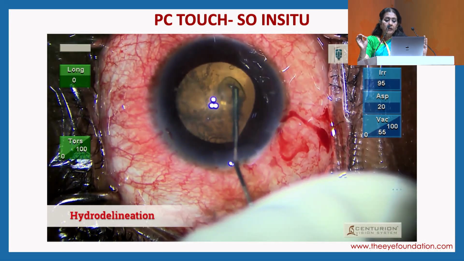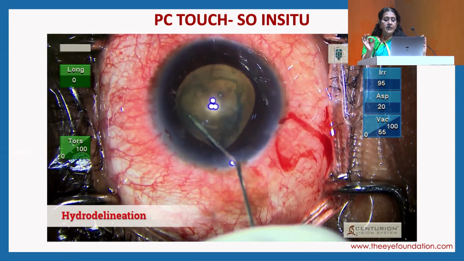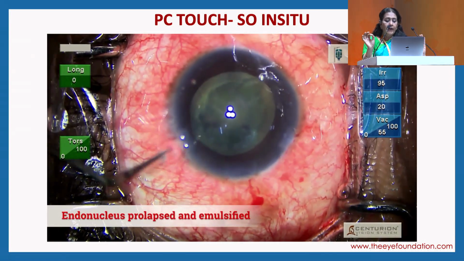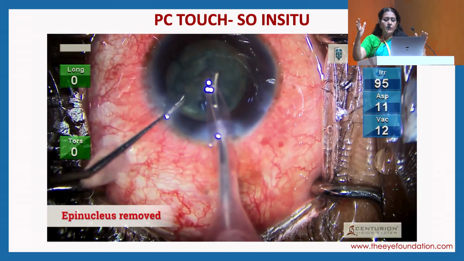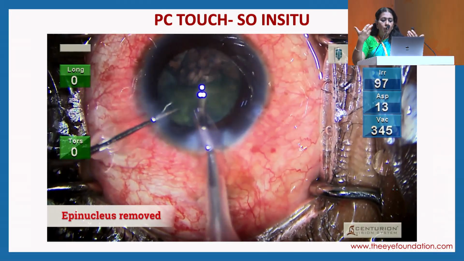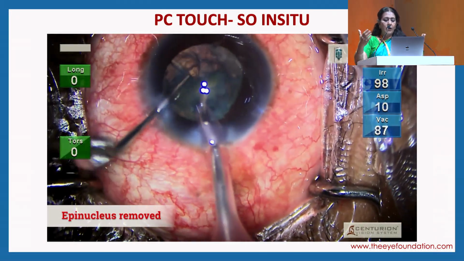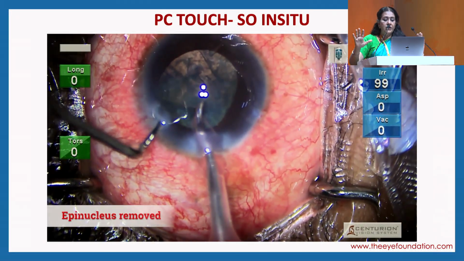So I ensure that I do a proper size rhexis, a complete rhexis, a hydrodelineation, and the endonucleus is prolapsed out. Then I do a viscodissection, and I get the epinucleus out. These are the ways in which I would do it all the time, keeping my anterior chamber stable.